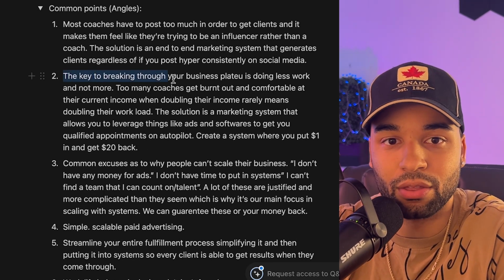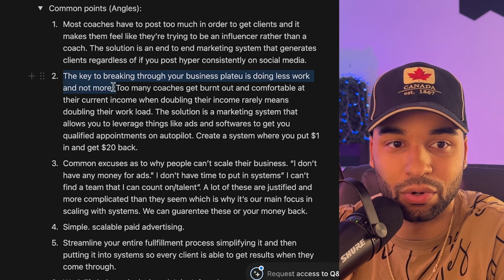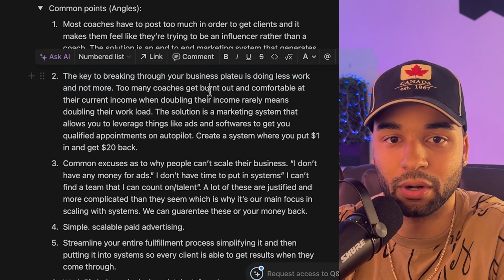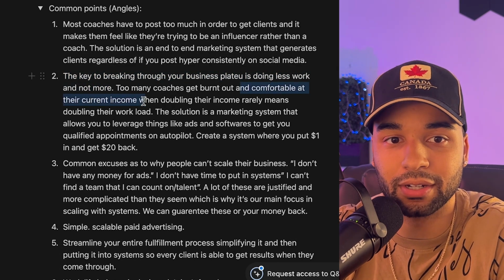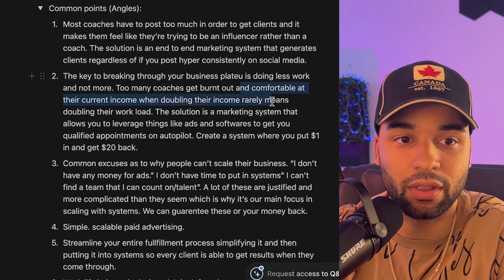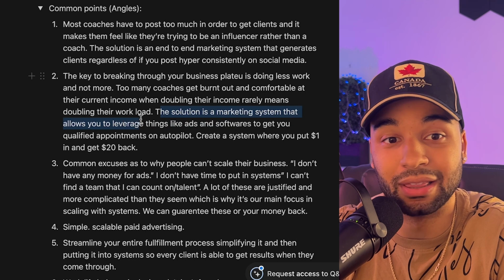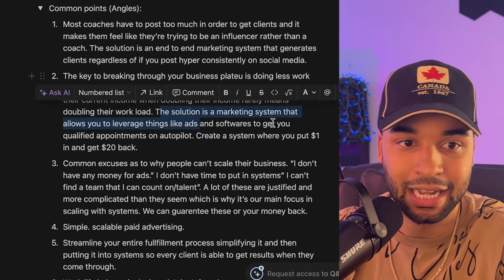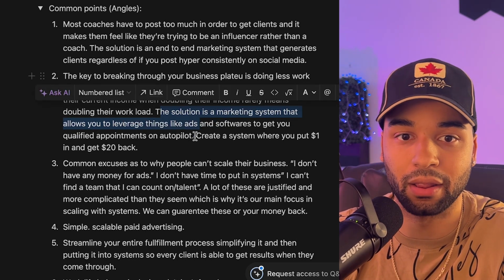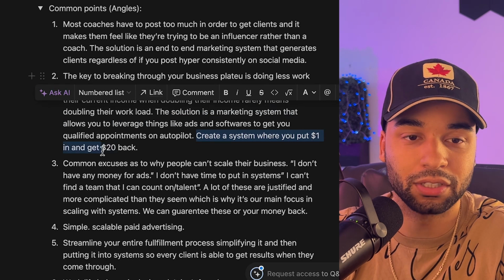The key to breaking through your business plateau is doing less work and not more. Too many coaches get burnt out and comfortable at their current income, when doubling their income rarely means doubling their workload. The solution is a marketing system that allows you to leverage things like ads and software to get you qualified appointments on autopilot. Create a system where you put $1 in and $20 back.